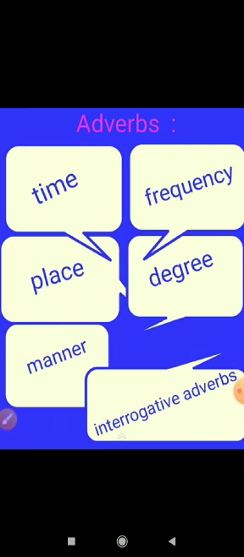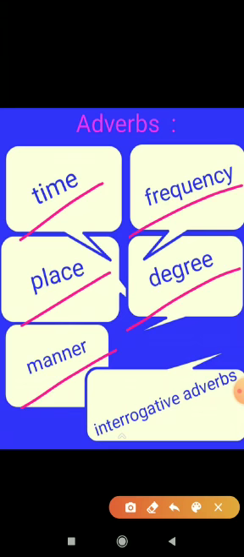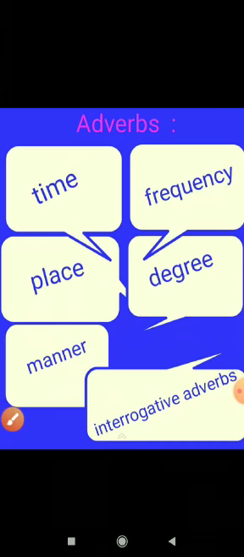There are different kinds of adverbs. Adverbs of time, adverbs of place, adverbs of manner, adverbs of frequency, adverbs of degree, and interrogative adverbs. Adverbs of manner. Adverbs of manner tell us how an action is done. They tell us something about the manner in which an action is done.